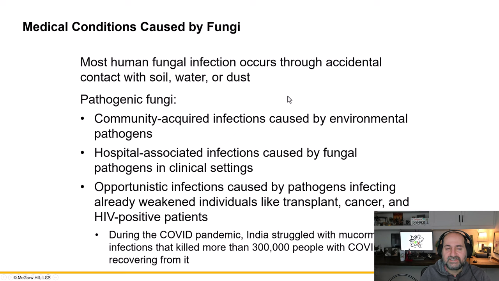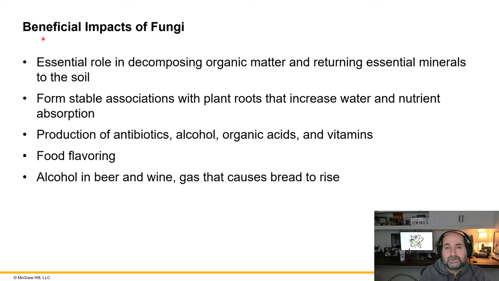On the other hand, we can make use of fungi for their beneficial impacts. They play an essential role in decomposing organic matter. They form stable associations with plant roots. These are known as mycorrhizae, and they help the plant root to absorb nutrients from the soil. They can be used to produce antibiotics, alcohol, organic acids, vitamins, food flavoring. All kinds of products come from the fermentation by fungi and yeast. Think of bread also. We use yeast to make bread rise as well.